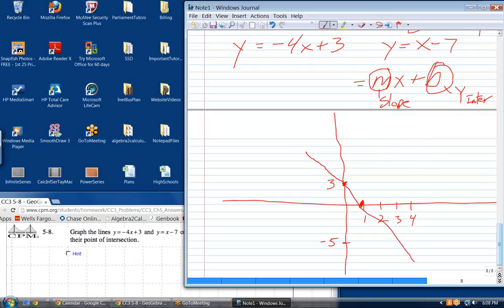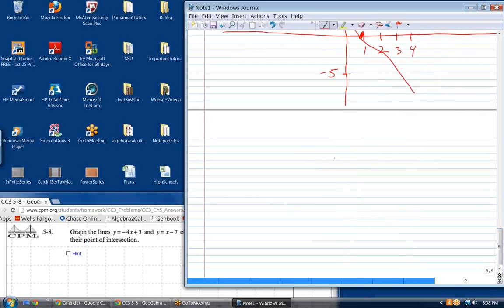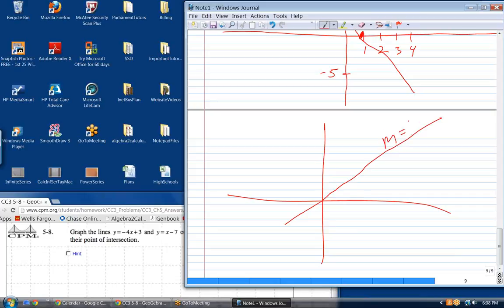Let's talk about the difference between slopes. What kind of slope is this? Positive or negative? That's a positive. Not only is it positive, it's a slope of 1. In other words, I go up 1 and over 1. The rise is the same as the run. Okay?